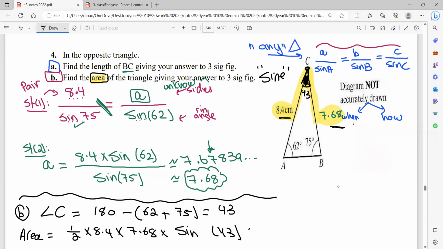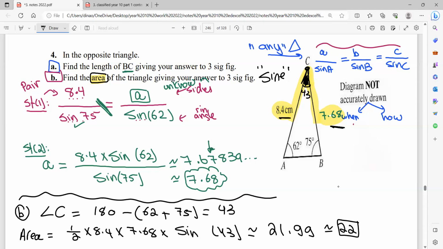That's why I always like to explain the sine rule with the area. So half times 8.4 times 7.68 times sine 43 on the calculator. After rounding to three significant figures it gives 21.99, so after rounding I will get an answer of 22. Okay, I think the area is super easy, so let's just take a couple more examples on the area.